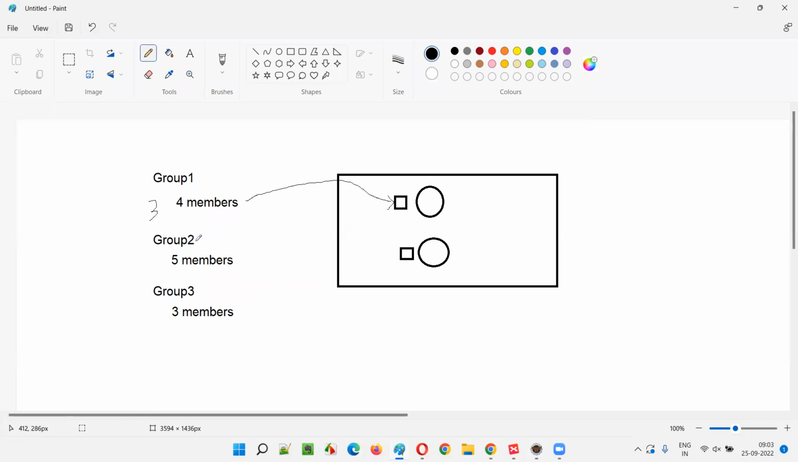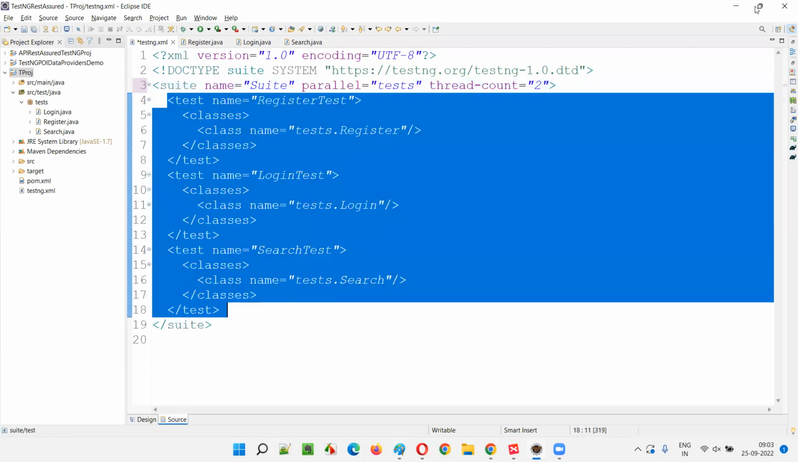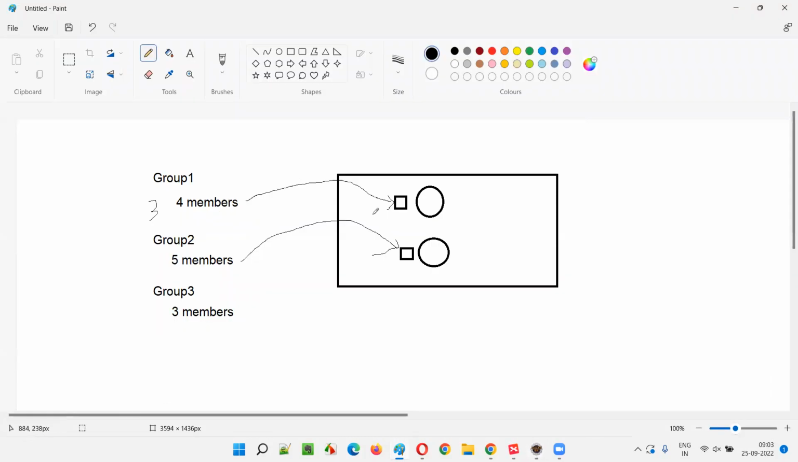Now from the five members of the second group, also one member will go. These tables are nothing but threads, guys. Two threads. We decided to go with two threads, right? But how many groups are there? Parallel is equal to test. Three test groups are there. But what about group 3? They don't have any vacancy, they will be waiting.